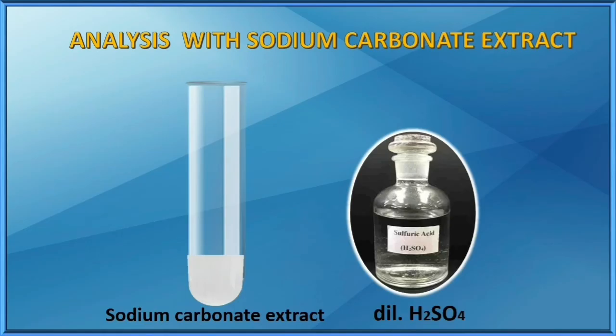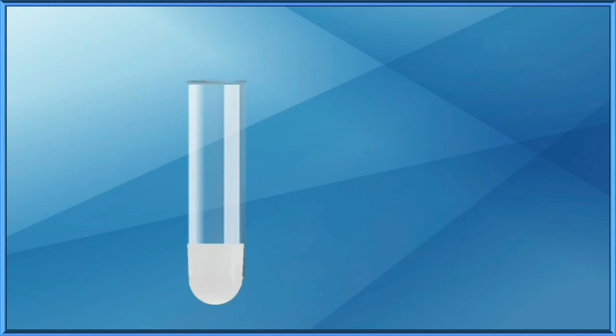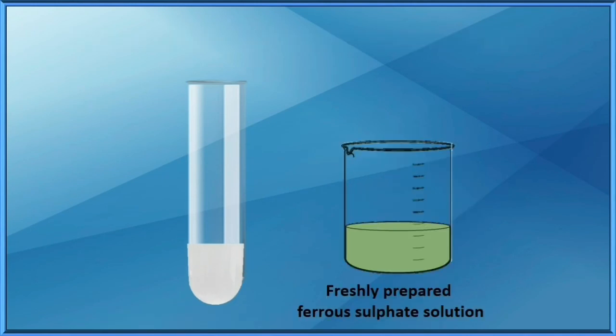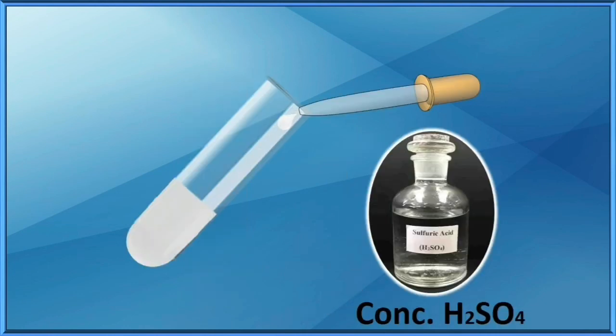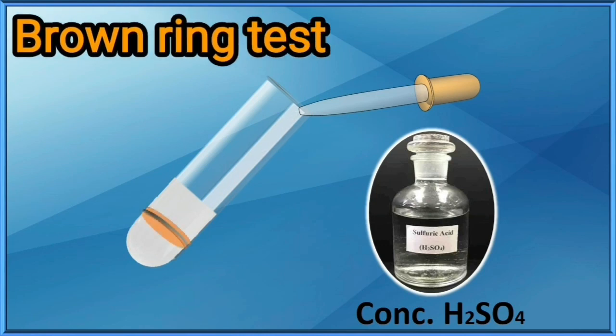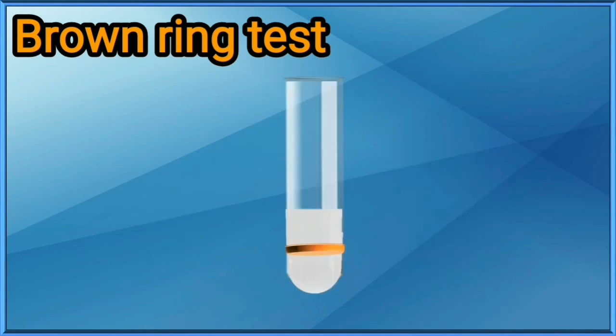Take 1 ml of this extract, add dilute sulfuric acid in drops with shaking until the effervescence stops and add about 0.5 ml of freshly prepared ferrous sulfate solution. Then, keeping the test tube in a slanting position as shown here, add concentrated sulfuric acid along the sides of the test tube. Do you observe anything? Yes, a beautiful brown ring is formed. This brown ring test confirms the presence of nitrate in the given salt.